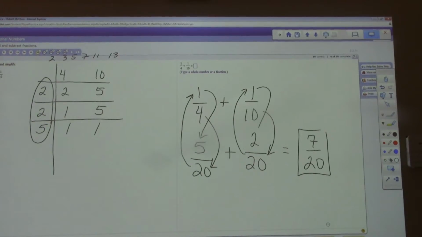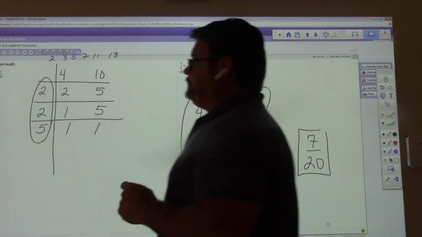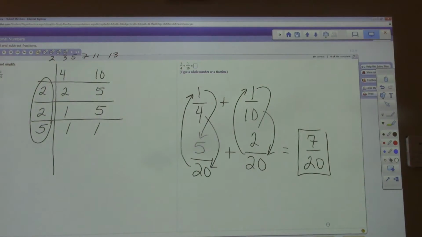Now, if something is going to make up your Unit 1 test, it's going to be these guys. These problems that we do today are going to make up a lot of your test on Unit 1. I'd say probably 60% of your test is going to be adding and subtracting fractions.